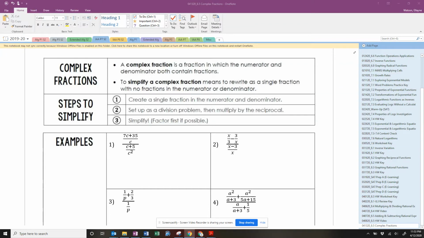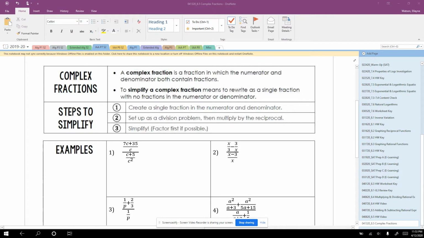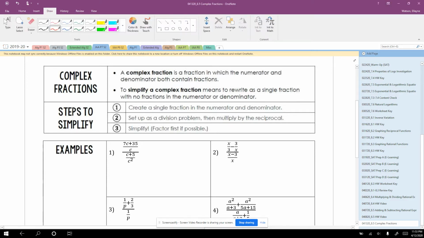Hey guys, today we are going to look at complex fractions, and this is actually still 8.5. It's the second half of 8.5, and I like to spend a separate day on it after doing some adding and subtracting, okay? But it's going to use a lot of the same skills that we've already learned in the past couple days with multiplying and dividing rational expressions and then adding and subtracting. So let's just go ahead and get started here.